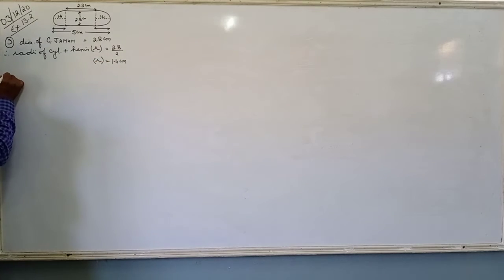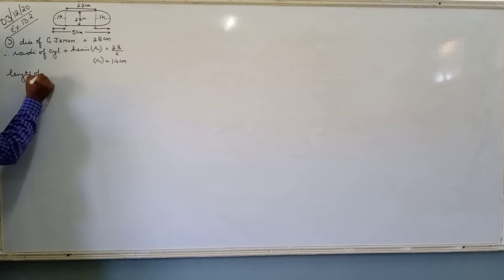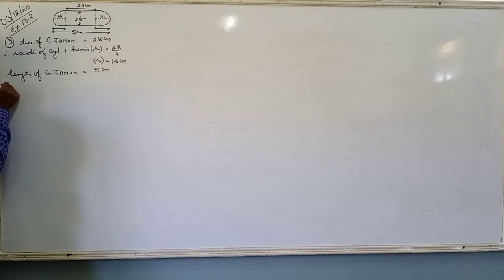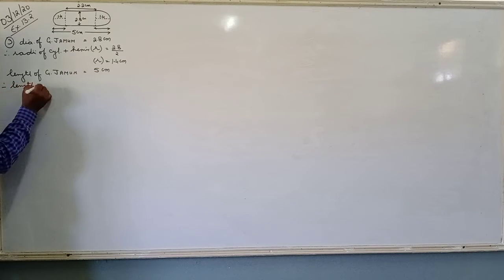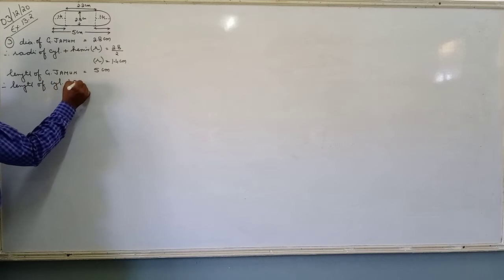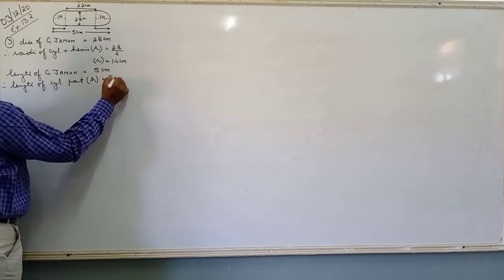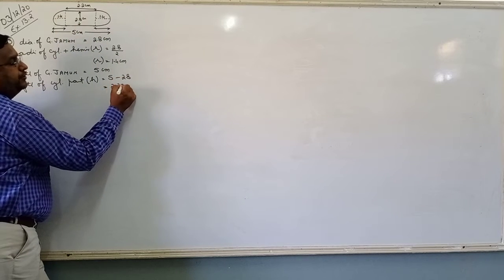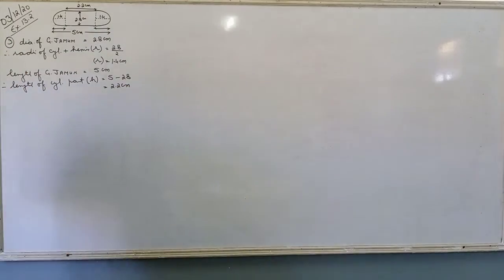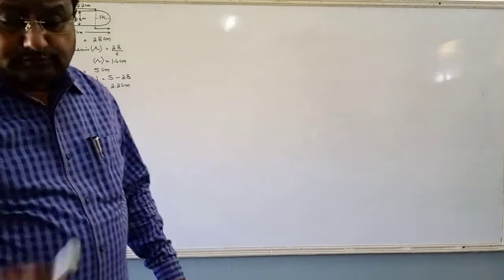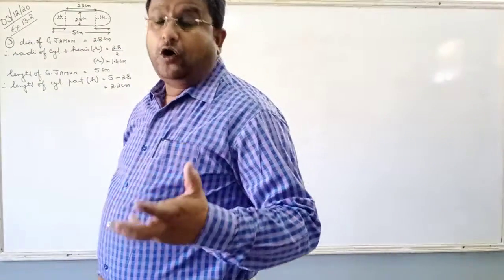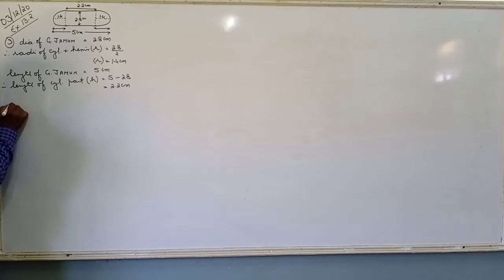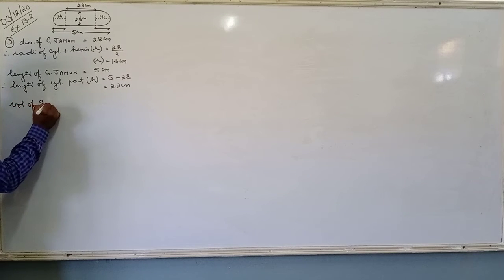And length of gulab jamun is equal to 5 centimeter. So therefore length of cylindrical part, can you see that? Cylindrical part h is equal to 5 minus 1.4 and 1.4, that is 2.8, that is 2.2 centimeter. We have the dimensions. Can we find the volume? But he says find the volume of sugar syrup.